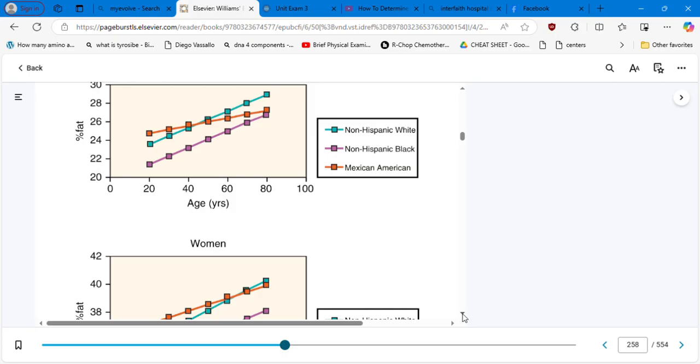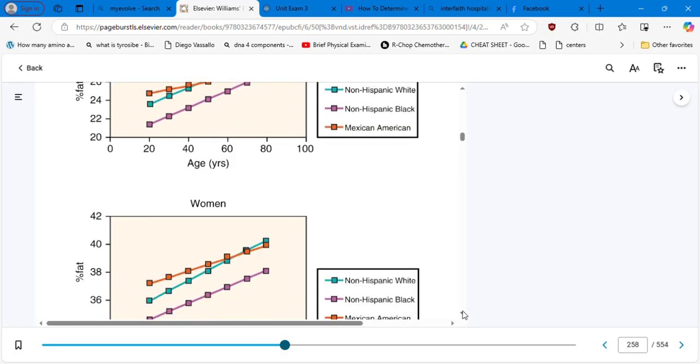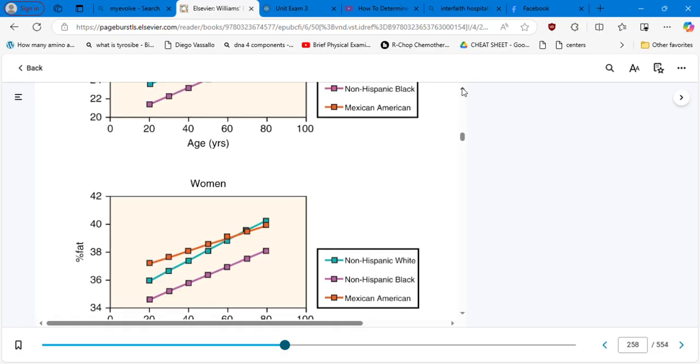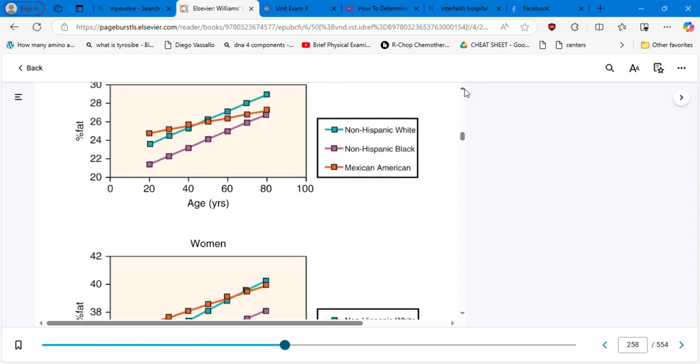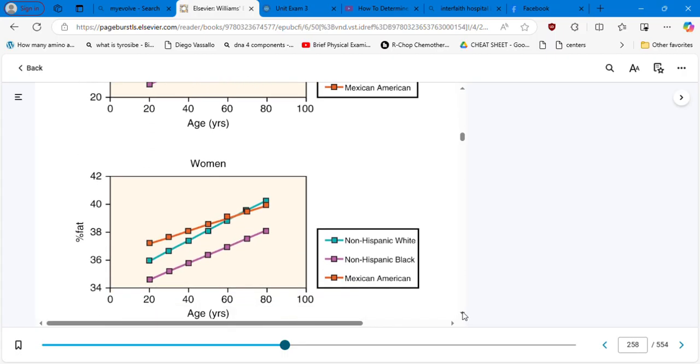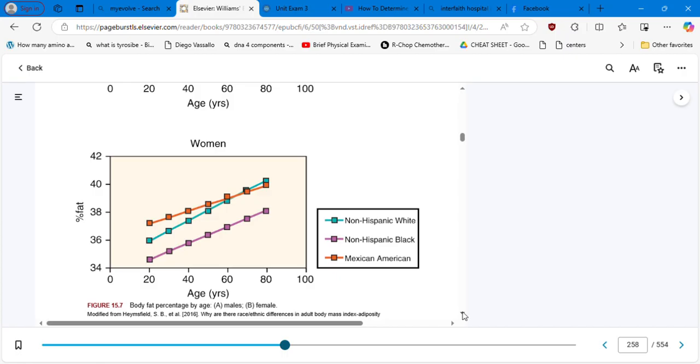Let's see how is the graphic for women. So for women, it's almost the same in the purple region, the non-Hispanic black. But if we check the Mexican American, which is the red, at 20 years, they already have 37% of fat. That's impressive. And then at 80, they are going to have almost 40. This is the Mexican American. In men, they are going to have at 20 years 25%, and at 80 they are going to have 27. So the change changed a little, but the dramatic change is in the Mexican American woman.